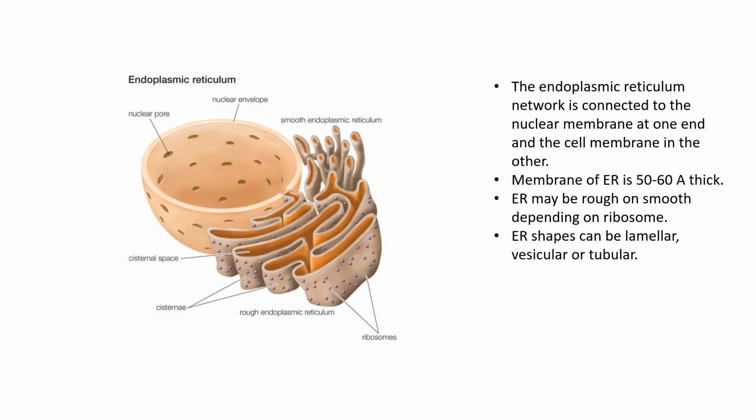Now the membrane of the endoplasmic reticulum is 50 to 60 angstroms thick, and the endoplasmic reticulum can be of two types. So there can be a rough endoplasmic reticulum or a smooth endoplasmic reticulum. Now the rough endoplasmic reticulum has ribosomes attached to its walls, whereas smooth endoplasmic reticulum does not have ribosomes attached to its walls. Endoplasmic reticulum shapes can be lamellar, vesicular, or tubular.